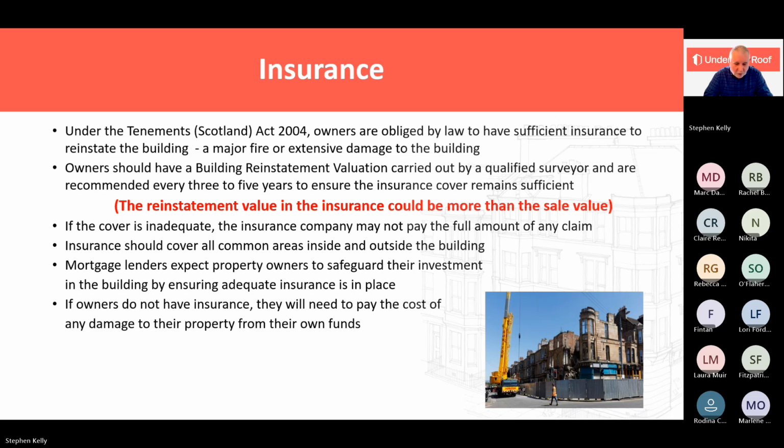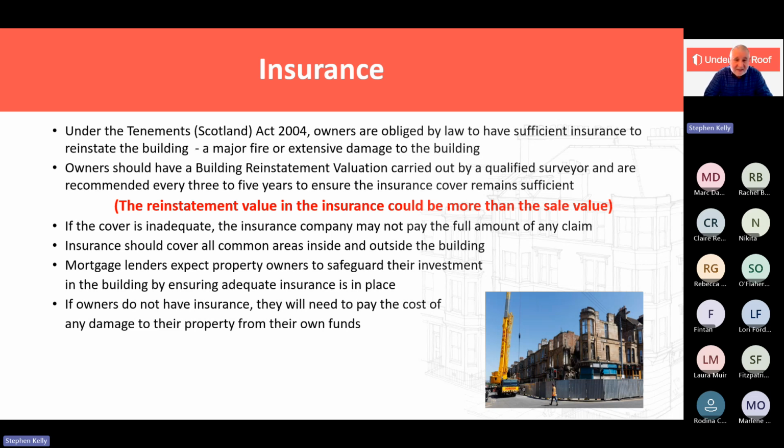So what we're saying is owners should have a building reinstatement value carried out probably by a surveyor every 3 to 5 years to keep up with insurance costs. But the interesting thing that people should be made aware of, the reinstatement value could be more than what you paid for the house. So you may well have bought a house on the market rate at £200,000. But if you get a surveyor in, you might find the reinstatement value is more than that. And that's what your insurance should cover, is the reinstatement value, not what you paid for the house.